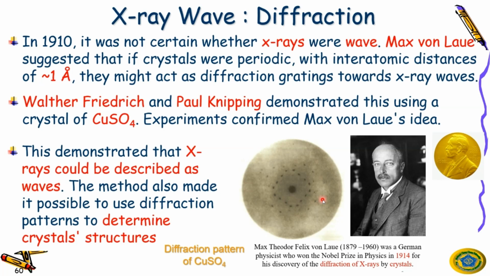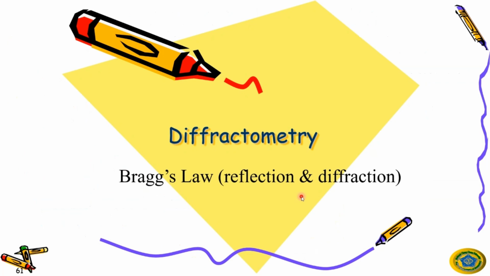Laue got a Nobel Prize because of this. In 1910, it was not certain whether X-rays were waves. But Laue suggested that if crystals are periodic with an interatomic distance of about 1 angstrom, they might act as a diffraction grating toward X-ray waves. So Laue had an idea, and two scientists demonstrated it with copper sulfide: they passed X-rays through this material and got patterns. So he got a Nobel Prize. Very good, right? This is the first story of X-ray diffraction, which is Laue diffraction.